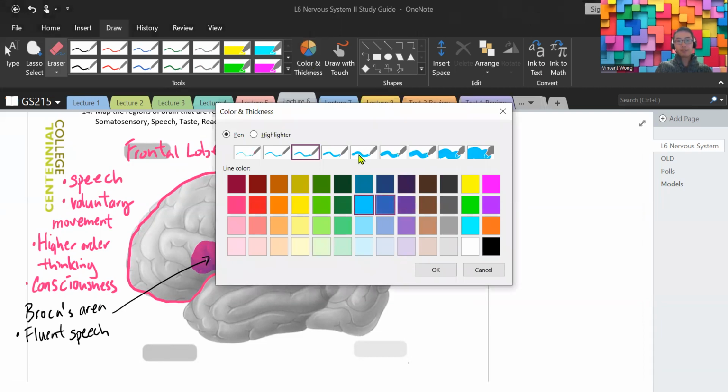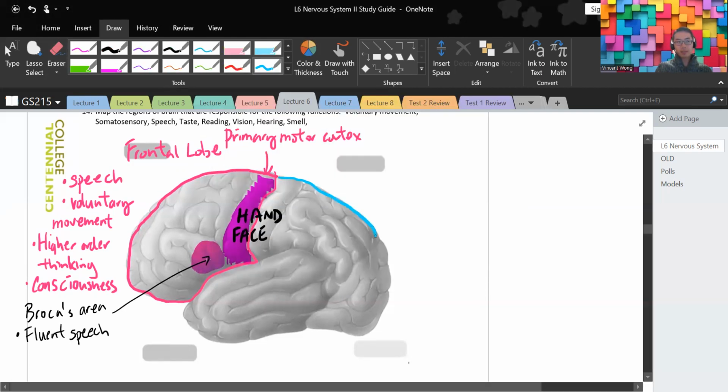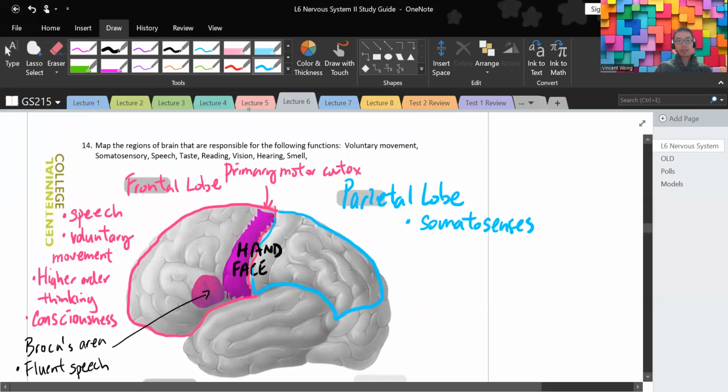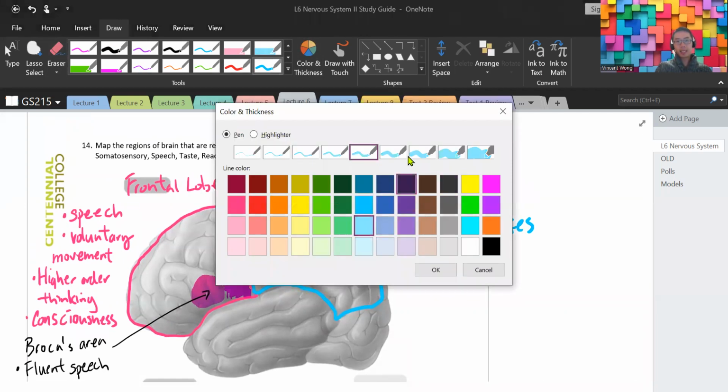Next, we have this thing right here, this blue part here. That is the parietal lobe. And there's just one main function for the parietal lobe, which is somatosensation. Somato means bodily. So these are senses from the body, things that you feel with your skin, things that you feel through touching. So there's another important area here that I'm going to highlight.